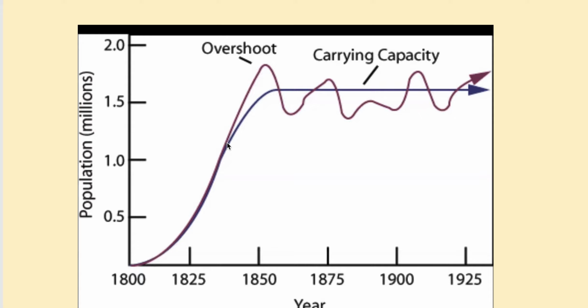But eventually you start limiting resources. Eventually you're going to start running out of food. Eventually there's going to be more competition for that food. And so the ecosystem's limiting factors will push down on that growth and will stabilize it. And so you can see that S curve here.